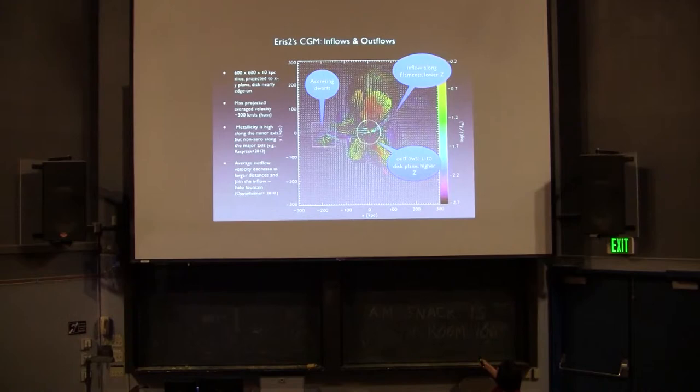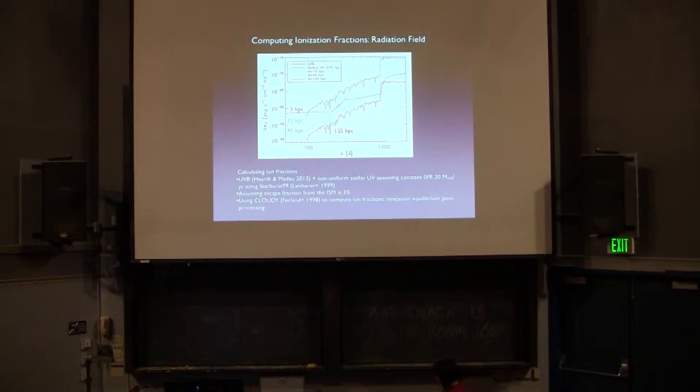And we can see that the inflows are not completely pristine, in the sense that you have accreting satellite dwarfs venting lots of metals into the accretion stream, as well as some halo fountain, as indicated here, where some of the gas is actually coming back and joining the inflow again. So this is a general picture I want to show of what the CGM kinematics looks like. So to compare with observations, we of course need to compute the ion fractions for each metal species, and we need the radiation background. To compute that, we used the uniform UV background.